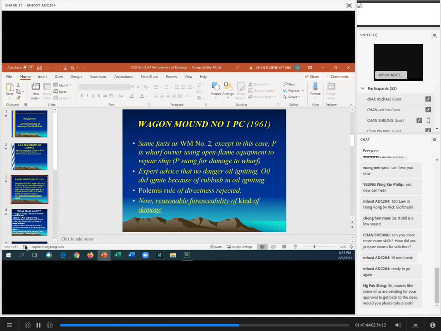The trial judge found the defendant did not know and could not reasonably be expected to have known that the oil was capable of being set on fire on the water. So it was too remote. And I've got an old case there called the Polymers Rule, which seemed to say the law used to be that you were only liable for damage which was directly related to the activity, but now the courts look on reasonable foreseeability of the kind of damage, and then that will be what the defendant will be liable for.